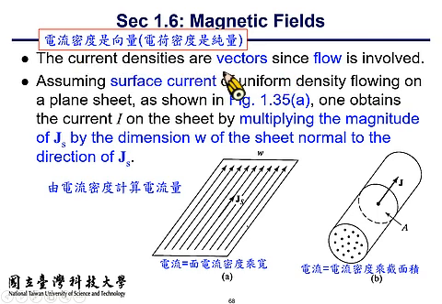The current densities are vectors since the flow direction is involved. The flowing direction is involved. So you can see here J is written in bold face. So they are vectors. So this is the surface current density. J is current density, I is current. So you have line current density, surface current density, and volume current density. All right.